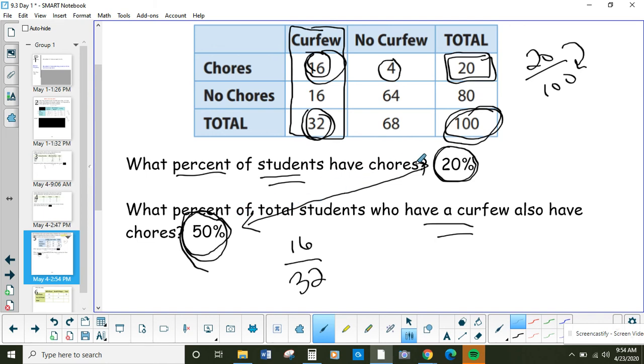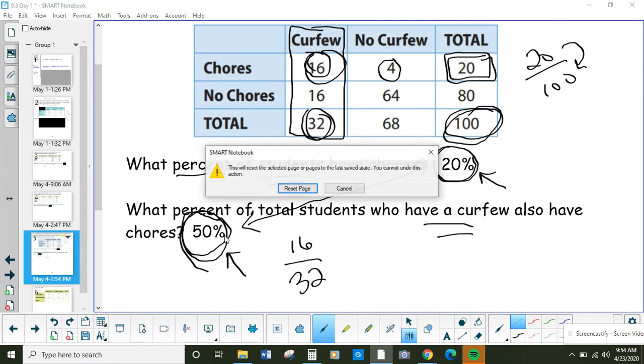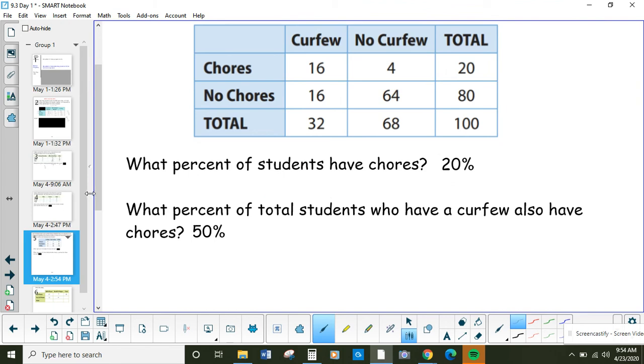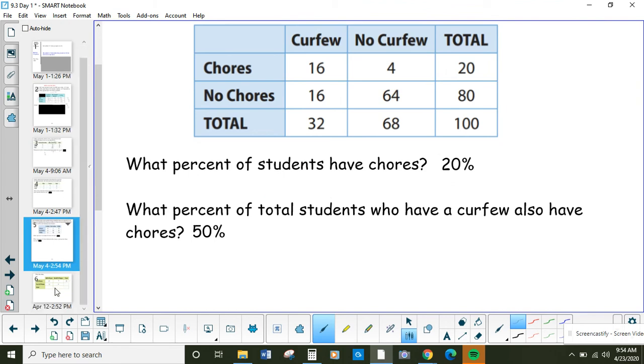But some of you will get the same percents, and your answer will be, no, there's no association. This specific group, this conditional relative frequency, is the same as everybody else. So now it doesn't matter if you've got a curfew or not. You have the same amount of chores as everybody else. Okay, so we're looking to see if the percentages are different or not to decide if there is an association or relationship between two things.